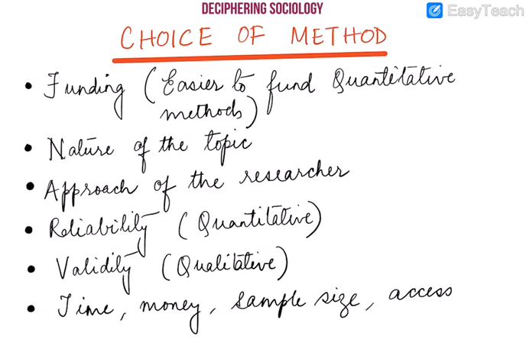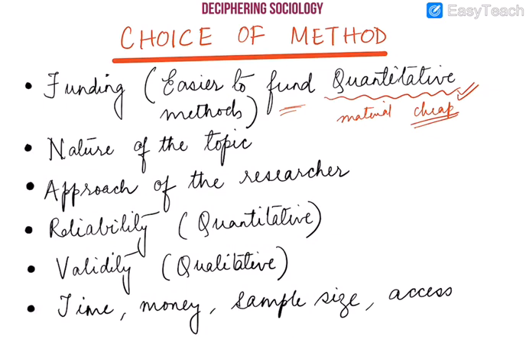First one is funding. For example, it is easier to fund quantitative methods. Why? Because here the material which is required to test using quantitative method is cheap. You don't have to spend much. Therefore, there will be people who will be eager to fund the sociological or social research.